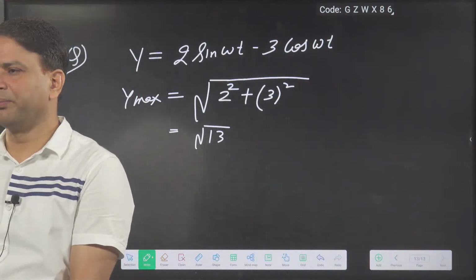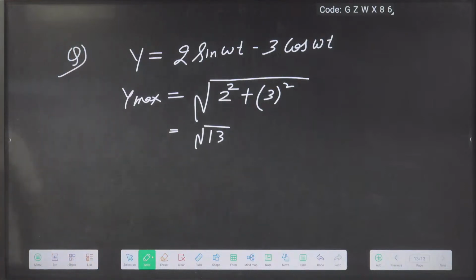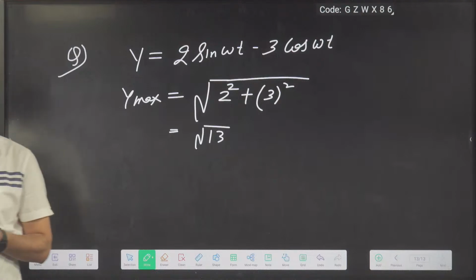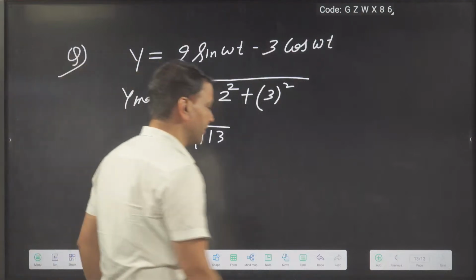So these are the main formula we are going to use in the trigonometry. Okay. Completed. Okay, so everybody got root 13.